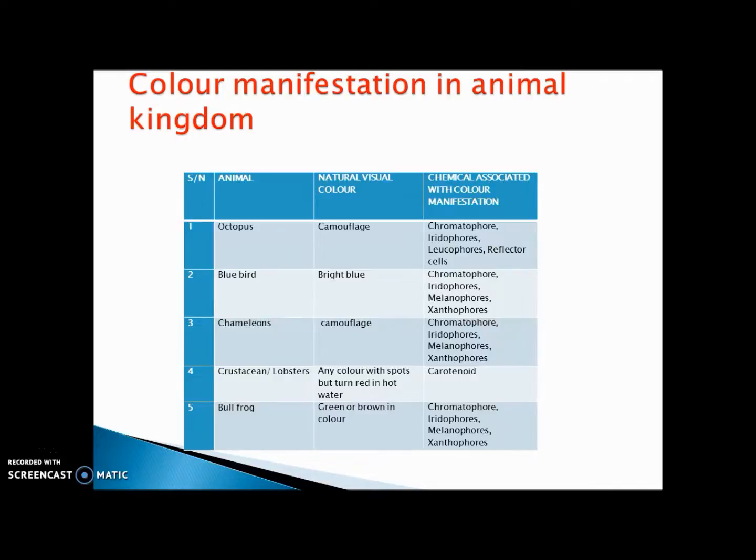It must interest you to note that all these animals showing this color manifestation could exhibit this color based on the presence of these various chemicals we have mentioned. These are cells that have the capacity to interact with light and thereafter reflect it in various color formations. They are very important for color manifestation in the animal kingdom.